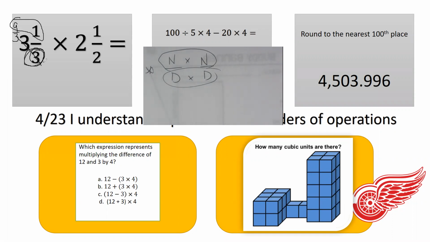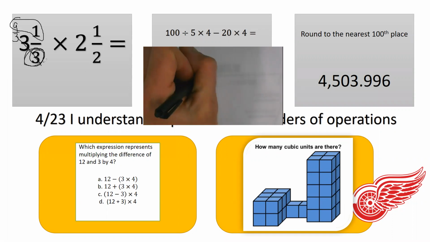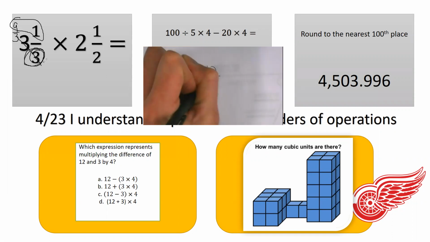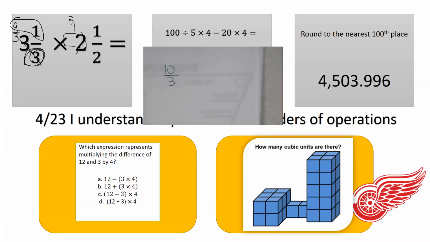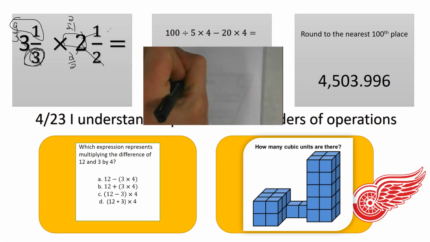So 3 and 1/3 is equal to 10/3. And then what's 2 1/2 equal to? Well, each whole is equal to 2 halves, right? And I have 2 wholes, so I have 2 halves, 2 halves. How did I get that? I multiplied. 2 times 2 is 4. I got 4 halves plus 1 is 5 halves.